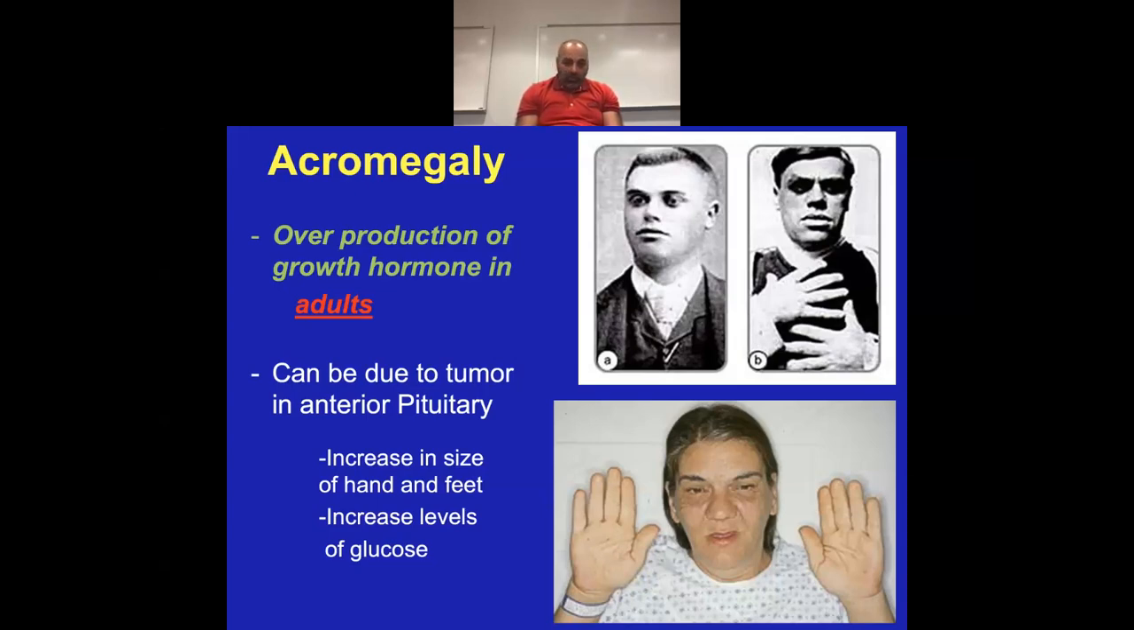What they'll come in complaining about is gloves don't fit anymore, hats don't fit, shoes don't fit. There's been a sudden change. They tend to get what's called frontal bossing. The plates here grow more, jaw grows, voice deepens. They develop diabetes, stuff like that. So typically it's due to a tumor. And then the pituitary adenoma, it's pretty neat.